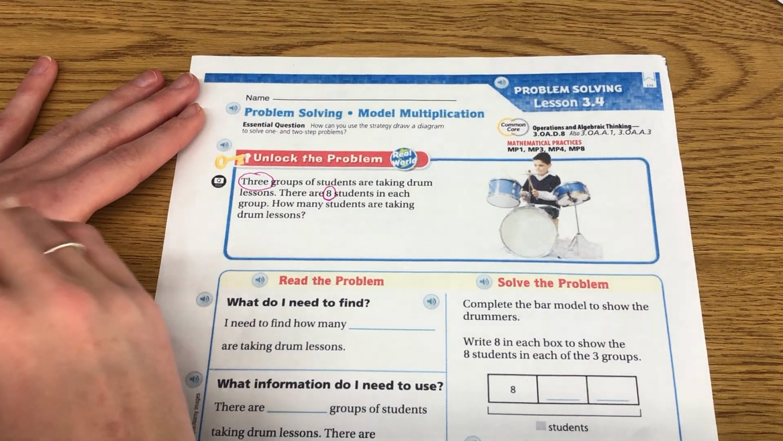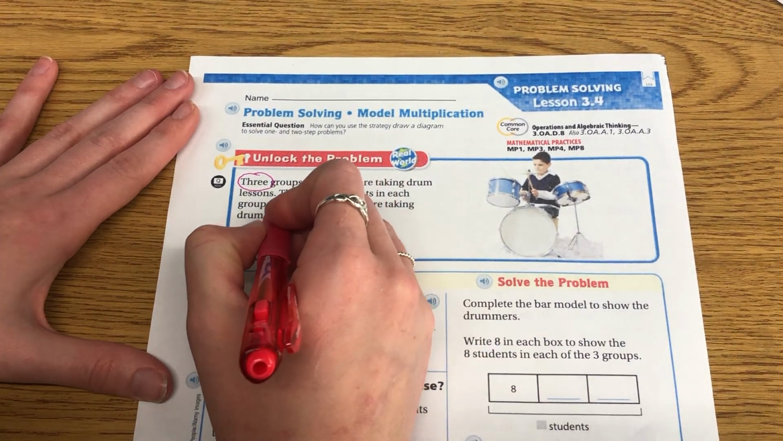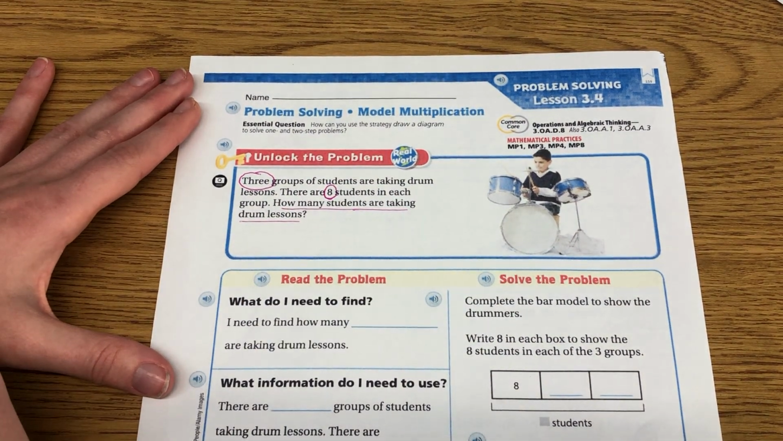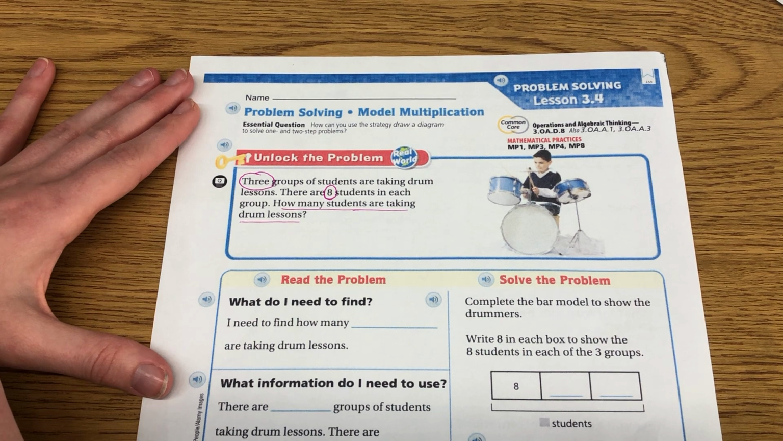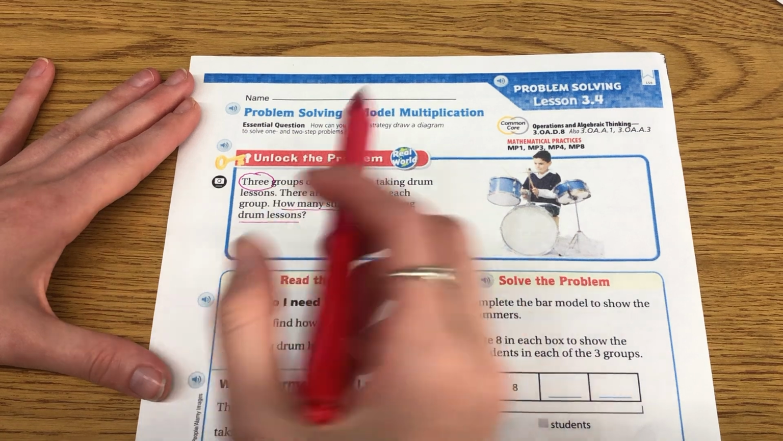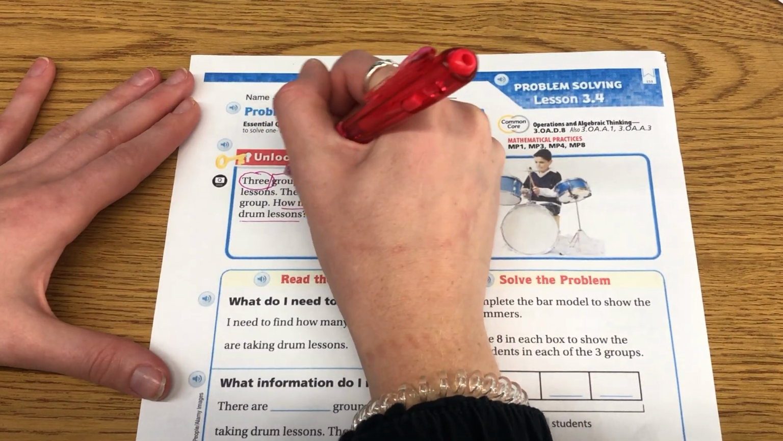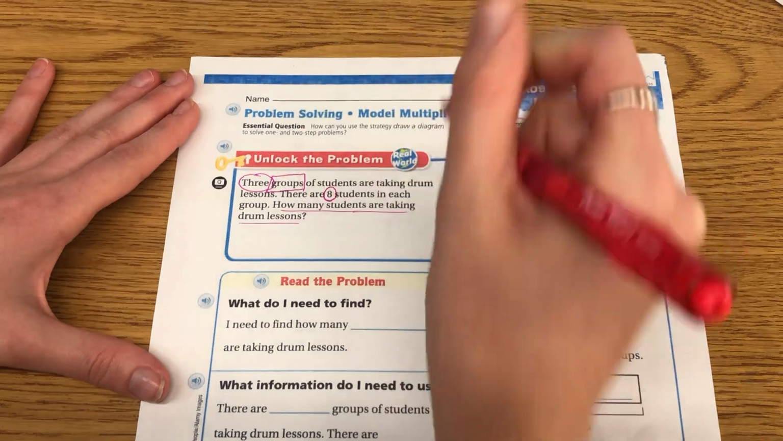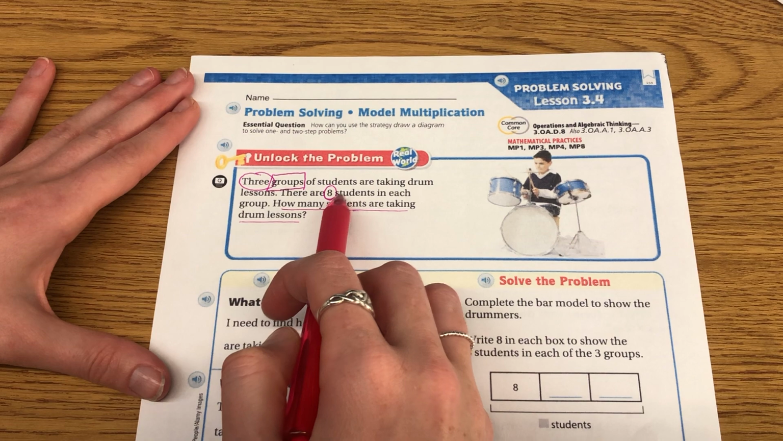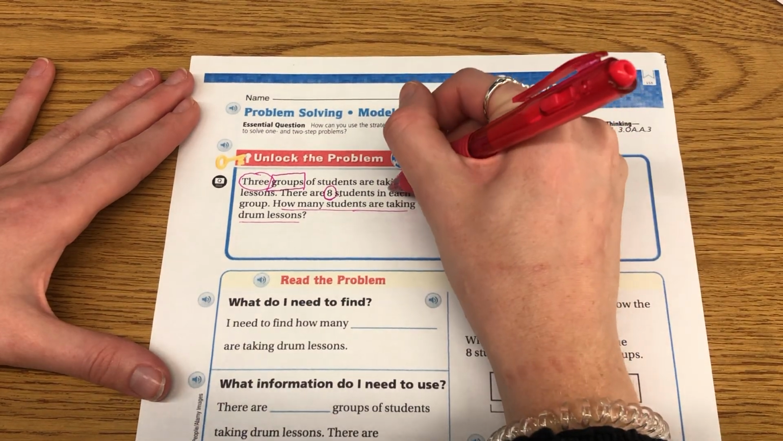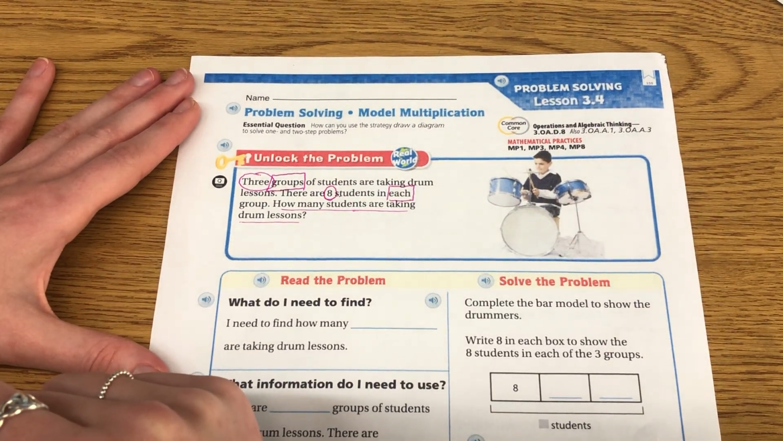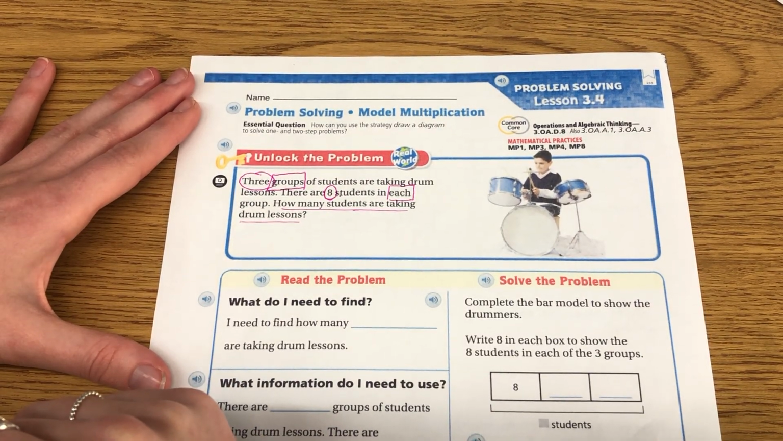My next step is to underline the question. My question is, how many students are taking drum lessons? That's what I'm trying to figure out. Now we got to see if we can find any operation clues. 3 groups. I know that if it says groups, I'm probably going to have to draw some equal groups. So I've got 3 groups of students are taking drum lessons. There are 8 students in each. Each is a magic multiplication word. In each group, how many students are taking drum lessons?